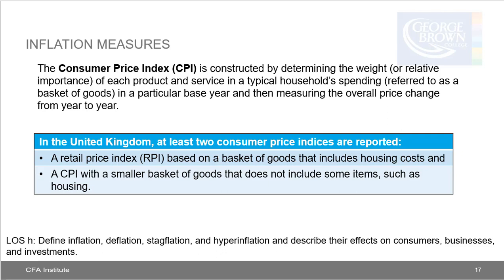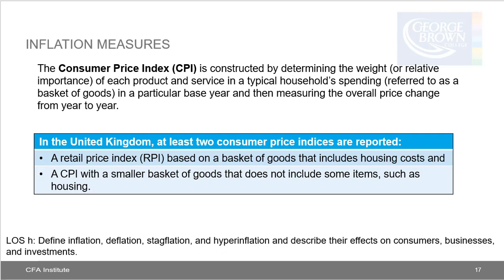Consumer Price Index, CPI, is constructed by determining the weight or relative importance of each good and service in a typical household spending, referred to as a basket of goods, in a particular base year and then measuring the overall price change from year to year. Weights in this index can be altered when long-term consumer trends change. Inflation measured by the CPI may overstate or understate inflation for a particular consumer or household, depending on how their spending patterns compare with the basket of goods.